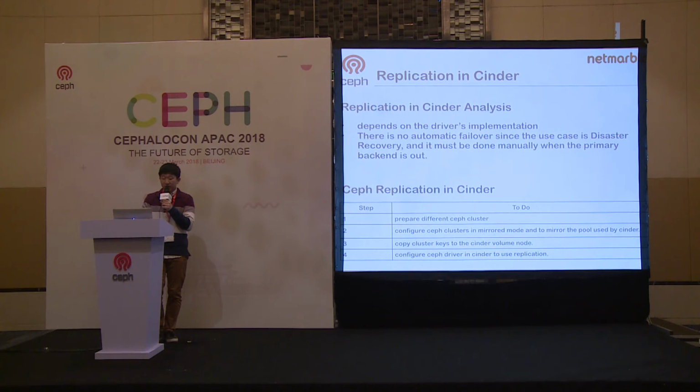Here is the overall step for Ceph replication in Cinder. The Cinder replication of the Ceph backend requires two different Ceph clusters. Configure the Ceph clusters to mirror mode and apply mirroring to the pool used in Cinder. In most cases, use the volumes pool. Copy the configuration file and key of each Ceph cluster to the Cinder volume node. Then add the replication setting to the Ceph backend of the Cinder configuration file.